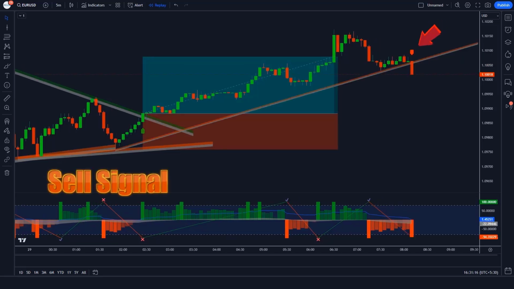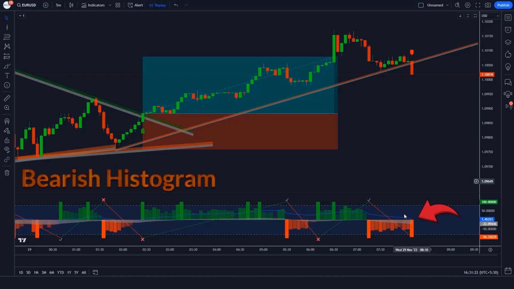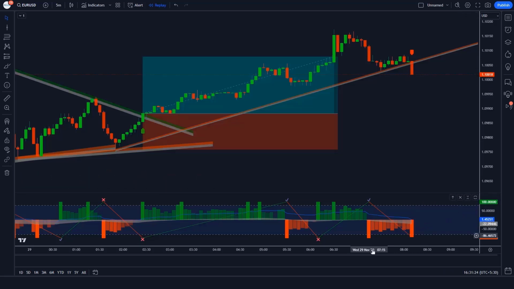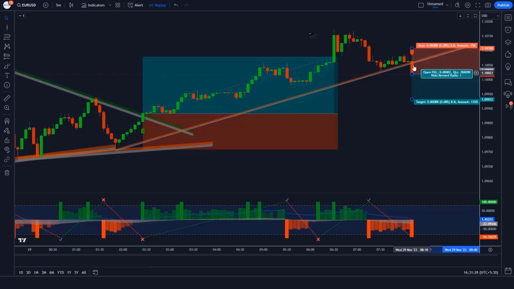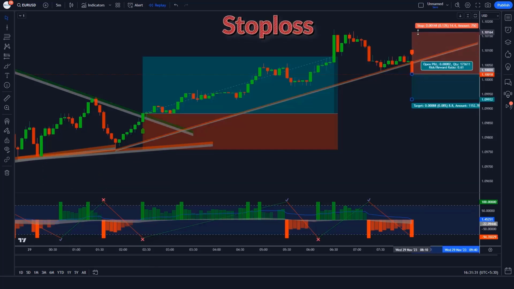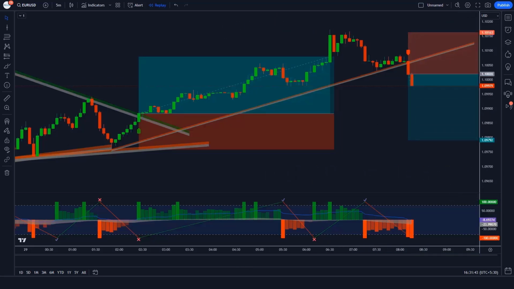When the Trendline Breakouts indicator gives us sell signals, when the market forms a bearish candle, and the histogram of the Super Trend Oscillator indicator is a bearish histogram. If this condition is fulfilled, then we will place a sell order. Our stop loss will be placed at the current market's higher high level. And the risk to reward ratio will be 1 to 1.5.